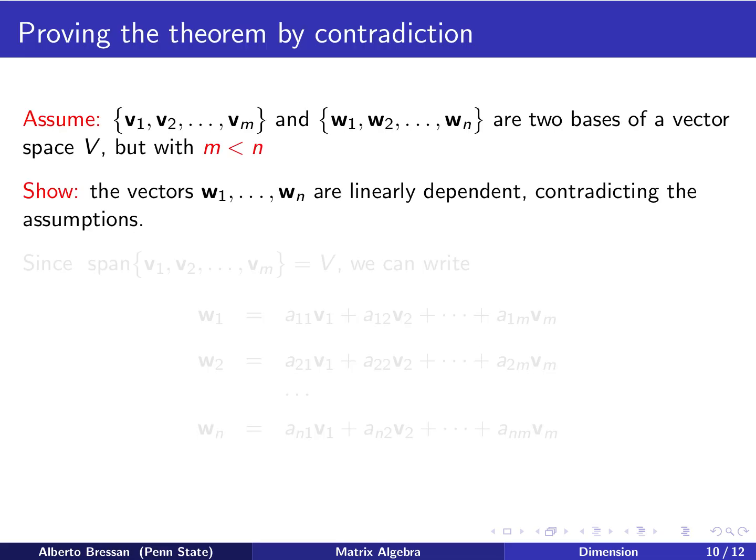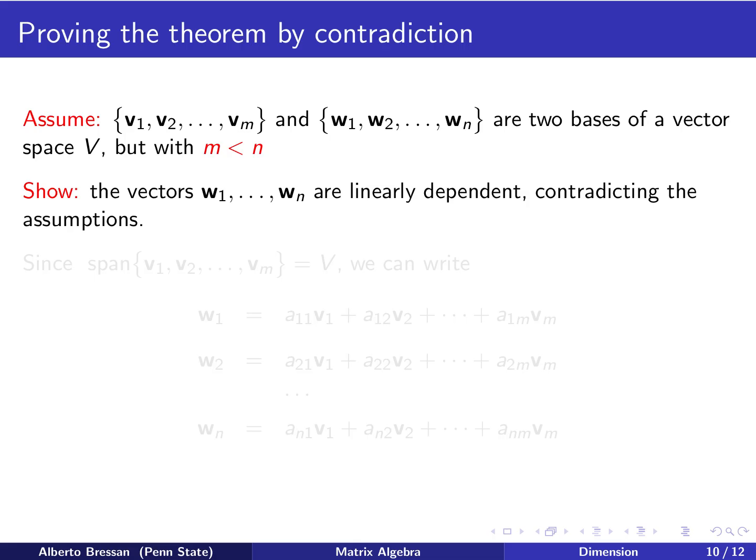Okay, so now let's go back to the theorem and try to prove it. So remember the theorem? It says that if I have two sets of vectors, they are two different bases of the same vector space, then m must equal n. So the number of vectors must be the same, meaning the vector space will always have just a fixed dimension, no matter how you try to represent it.